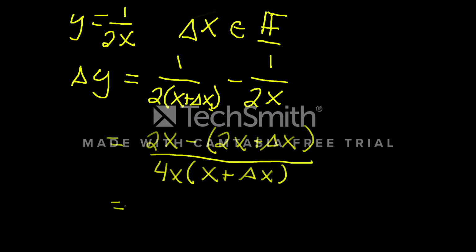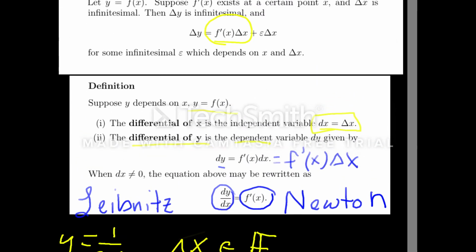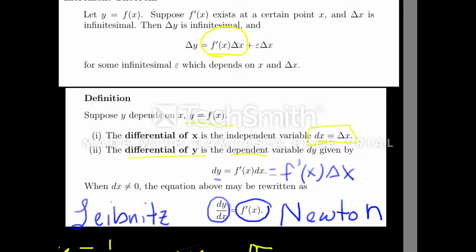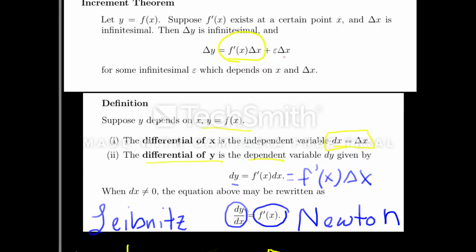Doing a little simplification, we get that this is negative, whoops, I did forget to distribute my 2 there. Sorry about that. Negative 2 delta x divided by, and I'll distribute this through, 4x squared plus 4x delta x. So just doing algebra, that computes our delta y. Now, by the increment theorem, this delta y should be equal to f prime of x delta x plus some epsilon delta x. So let's go through and compute what f prime of x is. From that, we'll be able to compute what the differential of y is.